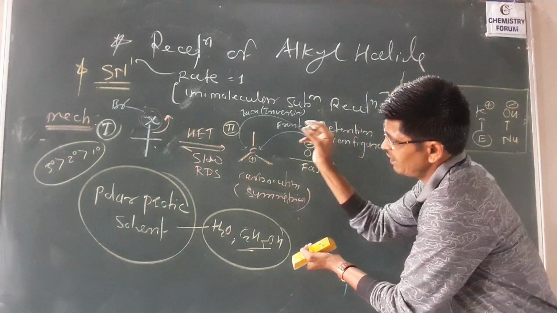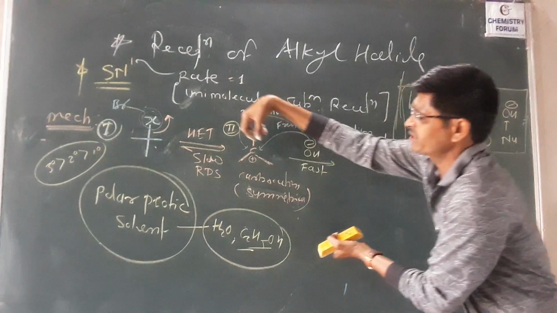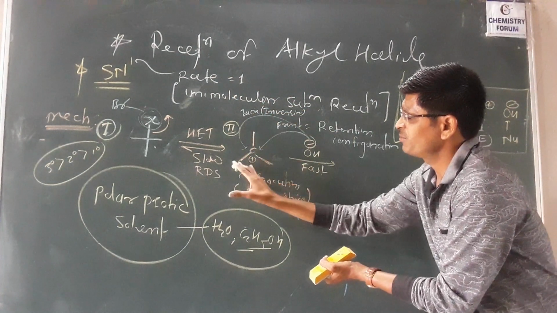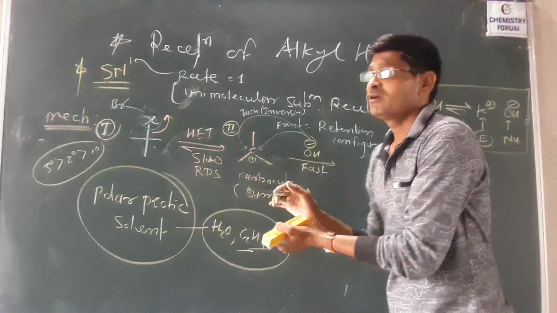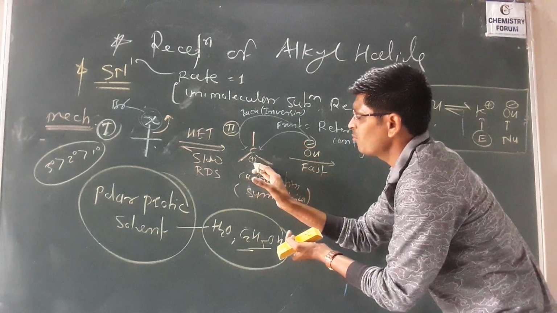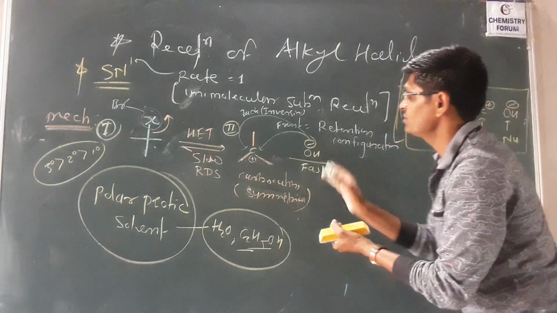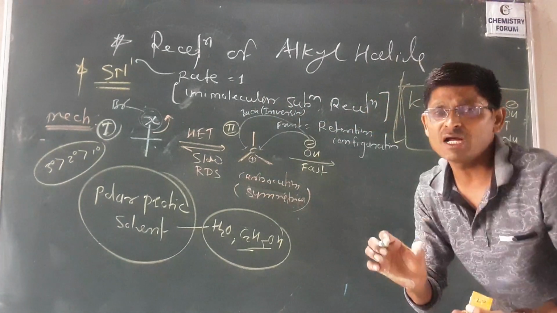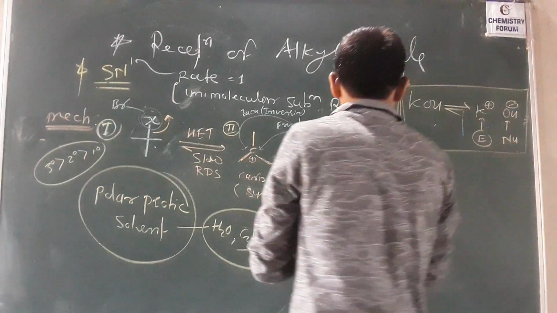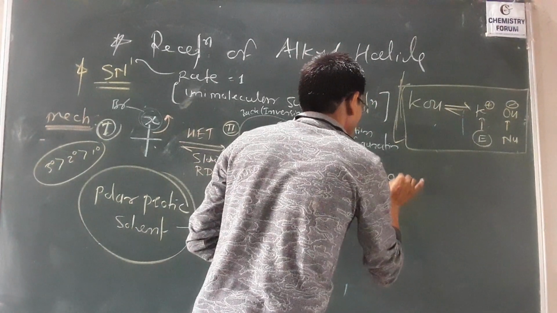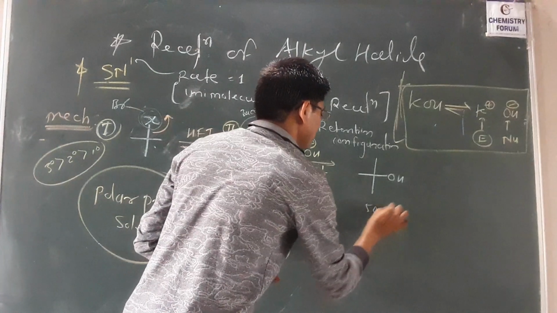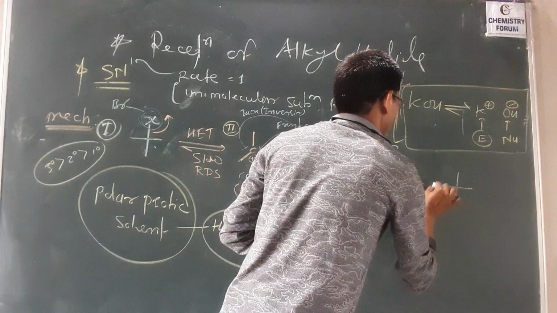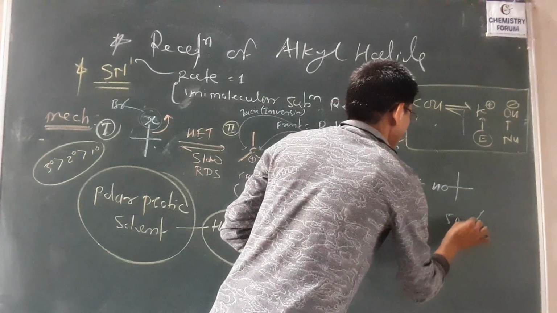न्यूक्लियोफाइल अटैक करेगा तो सामने से भी करेगा, पीछे से मतलब बैक साइड से भी करेगा. क्यों करेगा? बिकॉज़ ऑफ दिस इज अ सिमेट्रिकल कार्बोकेटायन जनरेट. यहाँ पे सिमेट्रिकल कार्बोकेटायन जनरेट हुआ, इसीलिए न्यूक्लियोफाइल आगे से भी और पीछे से भी दोनों साइड से अटैक करेगा. जब फ्रंट साइड से अटैक करेगा तो हमारा ये मिलेगा 50% और बैक साइड से अटैक करेगा तो प्रोडक्ट मिलेगा ये 50%.